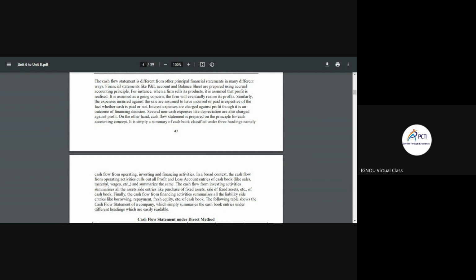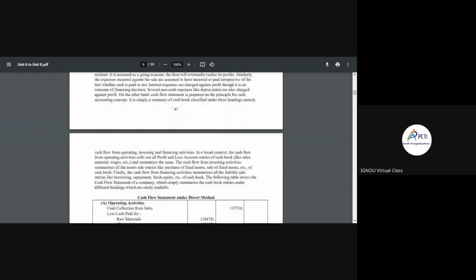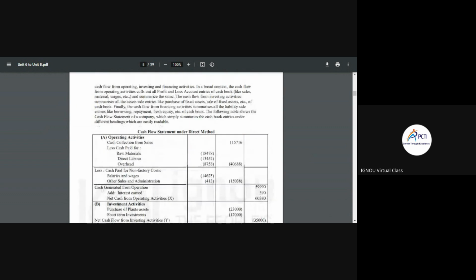And the cash flow statement, I will show you in this way. We need to summarize all the operating activity, which is basically shown from the P&L account entries of a cash book, like sales, material, wages. Then we need to summarize all these. In the case of investing activities, we need to summarize all the asset side entries like purchase of fixed asset, sale of fixed asset, from the cash book.